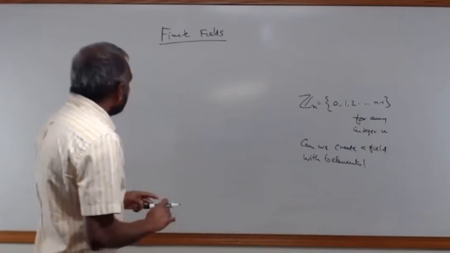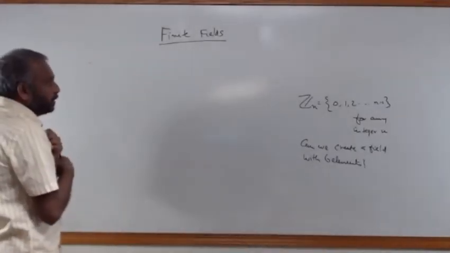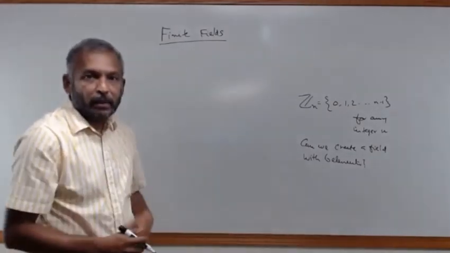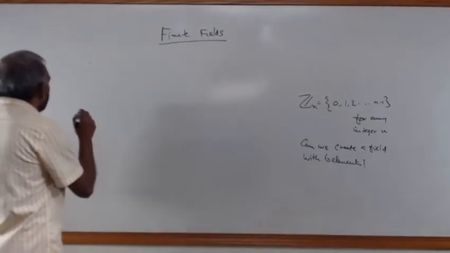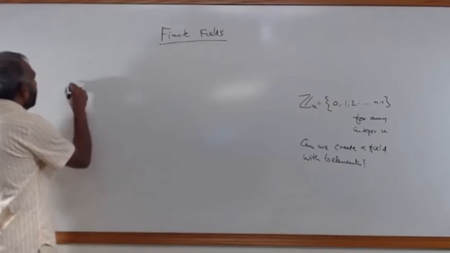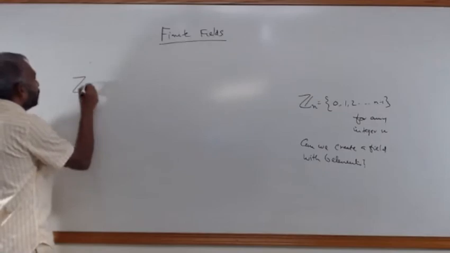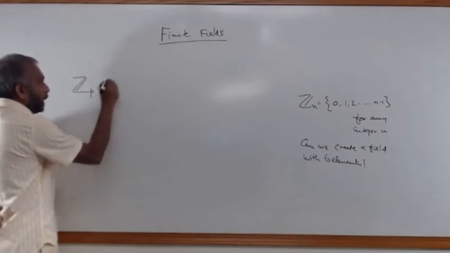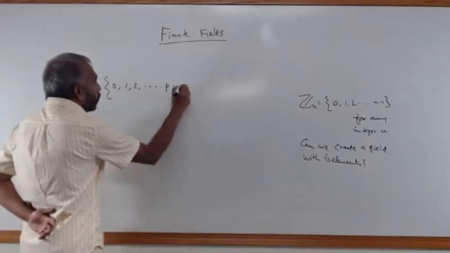So before we go there, I want to touch base with some basic definitions and some results which you already established earlier. The first one is, let us take a field. You know Zp is a field when p is prime: 0, 1, 2, 3, up to p minus 1.